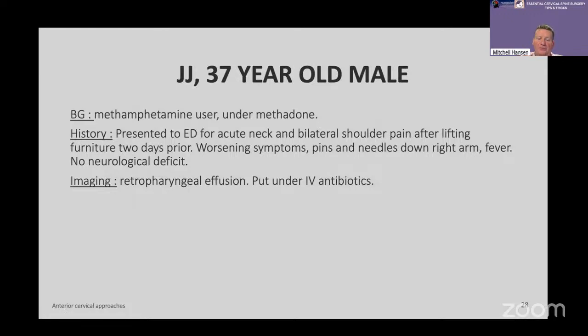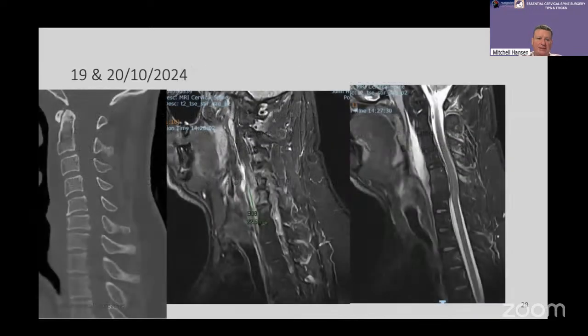A presentation that we get quite regularly now: a 37-year-old male who was on methadone and a methamphetamine user, presented to the emergency department with acute neck and bilateral shoulder pain after lifting some furniture. He had worsening symptoms, pins and needles down his arm, but no real significant neurological deficit. The imaging demonstrated a retropharyngeal effusion, and he was put on some IV antibiotics.